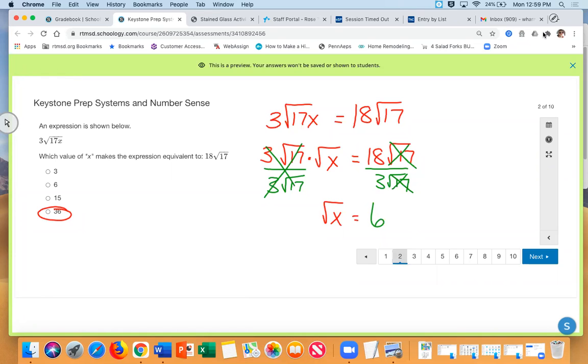Oh, there we go. 18 root 17. Oh, 74.2. So what I would do, Mr. Kimfield, is I would write, this is approximately equal to 74.2. And then I would take each one of these numbers and plug it in for x, and do 3 times root 17 times 3. Does that equal 74? No. And I would keep doing it until I got it right. It's more along the lines of guess and check.